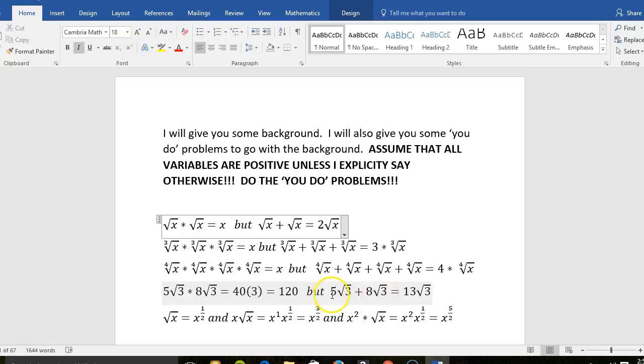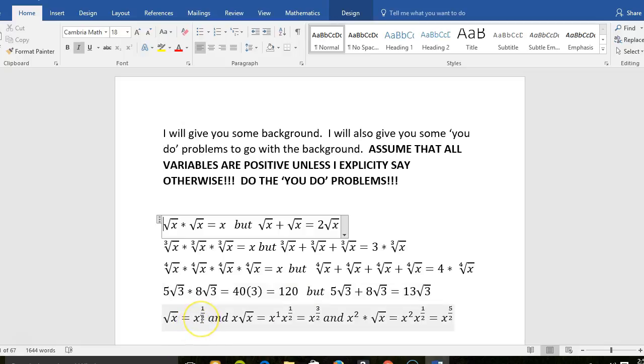Okay, so for now, let's just keep it easy. 5 radical 3 plus 8 radical 3 is 13 radical 3. Now let's do this one. 5 radical 3 times 8 radical 3. We multiply the 5 and the 8 to get 40. We multiply the square root of 3 times the square root of 3. That just gives you 3 itself. That's the very definition of the square root. And then you juxtapose by multiplication. You multiply this 40 and this 3, and you get 120. Okay, so that's how you do that.